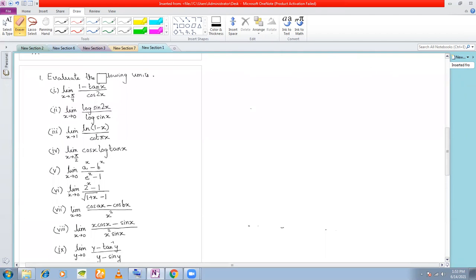Let's move on to the next one, which is 1.5. Let L is equal to limit x tends to 0, a to the power of x minus b to the power of x divided by e to the power of x minus 1. Okay. Now see what form is this? Let's check first. A to the power of 0 minus b to the power of 0, 1 minus 1, isn't it? Divided by e to the power of 0 minus 1, 1 minus 1, which is 0 by 0.